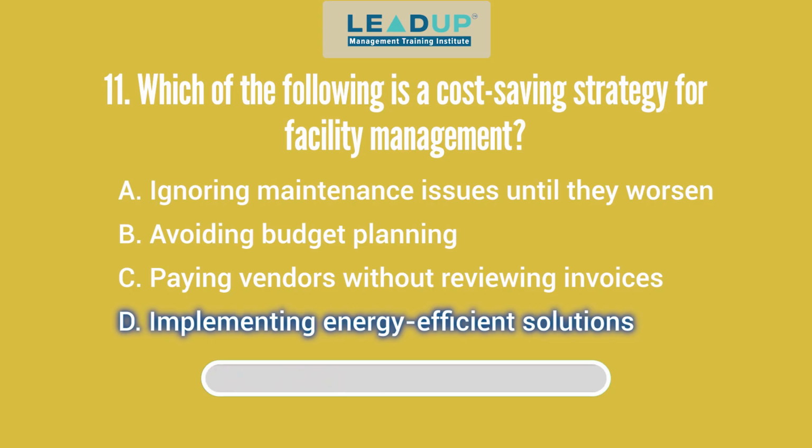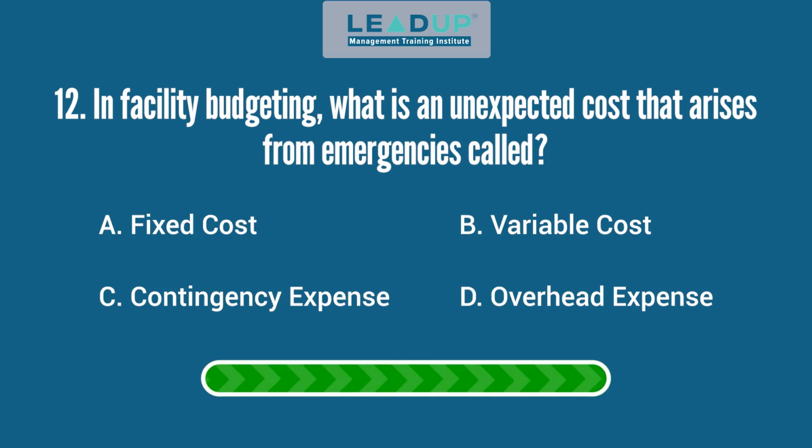Answer: implementing energy-efficient solutions. Question 12. In facility budgeting, what is an unexpected cost that arises from emergencies called? A. Fixed cost. B. Variable cost. C. Contingency expense. And D. Overhead expense.